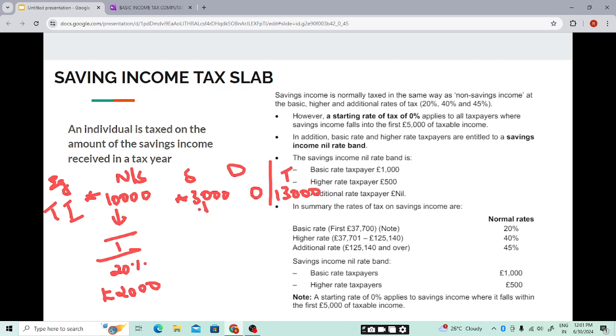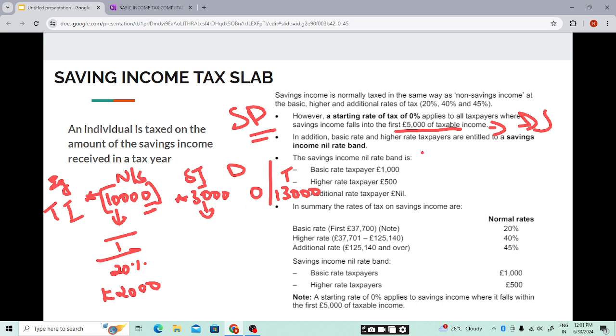Now we will be moving to the calculation of income tax for the saving income. For the saving income, first we must see whether the saving income falls into the first 5,000 of the taxable income. Here the first 5,000 taxable income is non-saving, which is more than 5,000. So the special rule will not be available for the saving income.